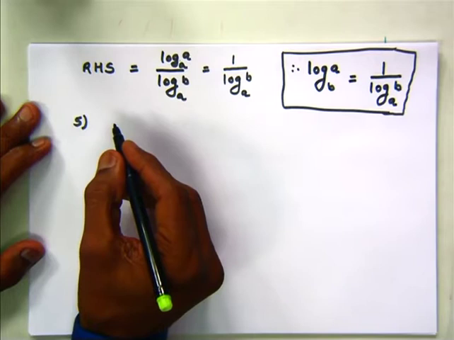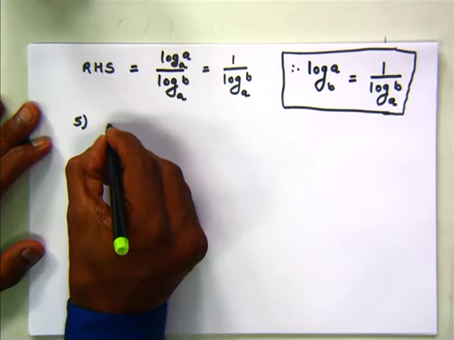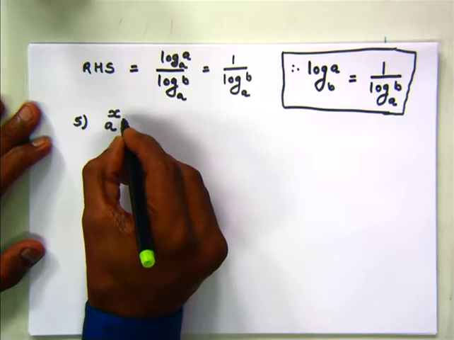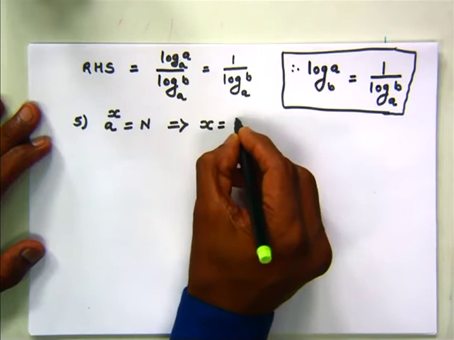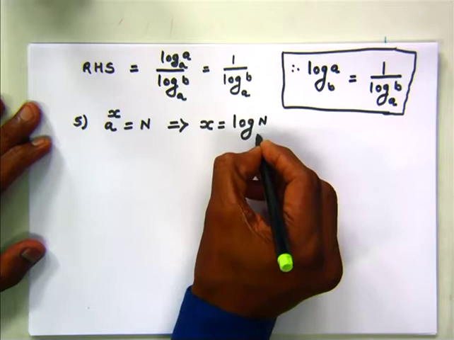Let us get back to the definition. What was my definition? My definition was A to the power X is equal to N implies X is equal to log of N base A. Achha, apni vyakhya.